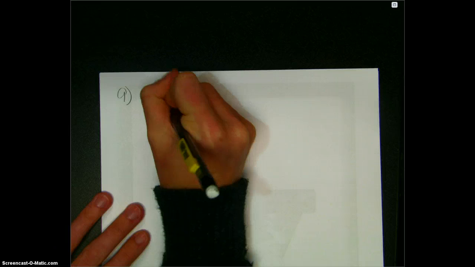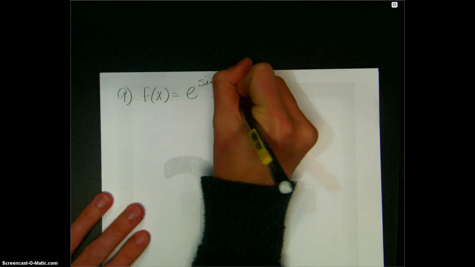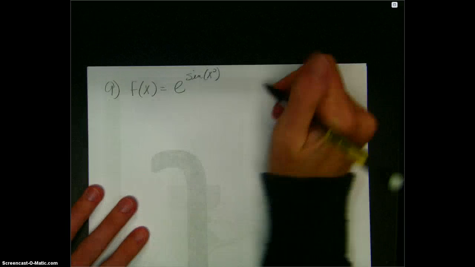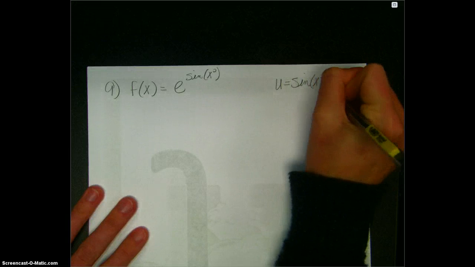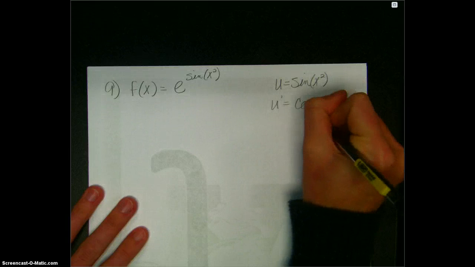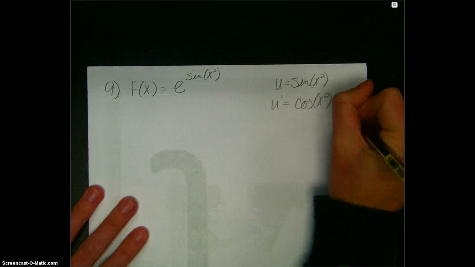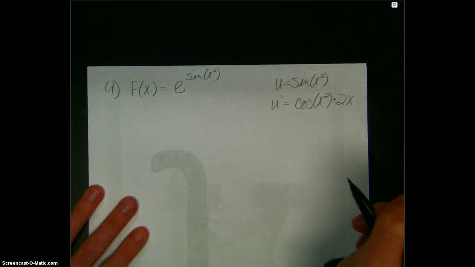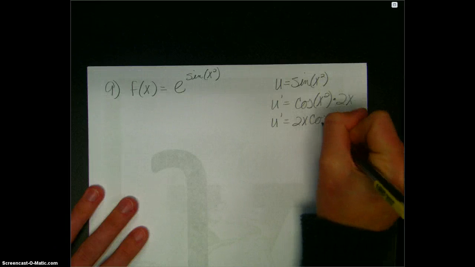Okay, on number 9, we get into our first rule about e to the u. So on number 9, they've given me that f of x is e to the sine of x squared power. Right, so I'm going to let u represent the sine of x squared, and now I also have a chain rule. So the derivative of sine is cosine. I'm going to keep my x squared exactly the way that it is, and with my chain rule, now I'm going to take the derivative of the inside, which will give me 2x. So u prime will be 2x times the cosine of x squared.